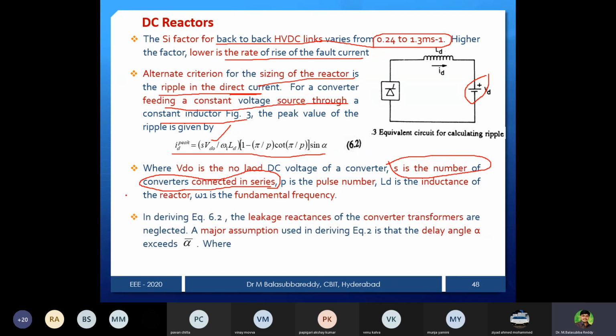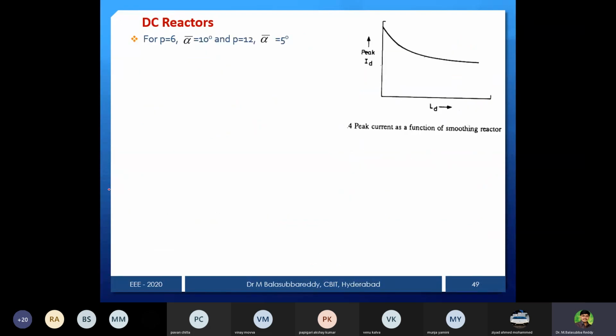And then you can see the equation, where the leakage reactance of the converter transformer is neglected. Previously we added that, but here we can neglect it. The major assumption in that equation is that the delay angle alpha exceeds alpha dash. There is one more equation: alpha dash is equal to tan inverse of pi by p divided by pi minus cos of pi by p. There is some empirical relation. If the converter is a 6 pulse converter, then alpha dash is 10 degrees, and if the converter is a 12 pulse converter, alpha dash is 5 degrees.